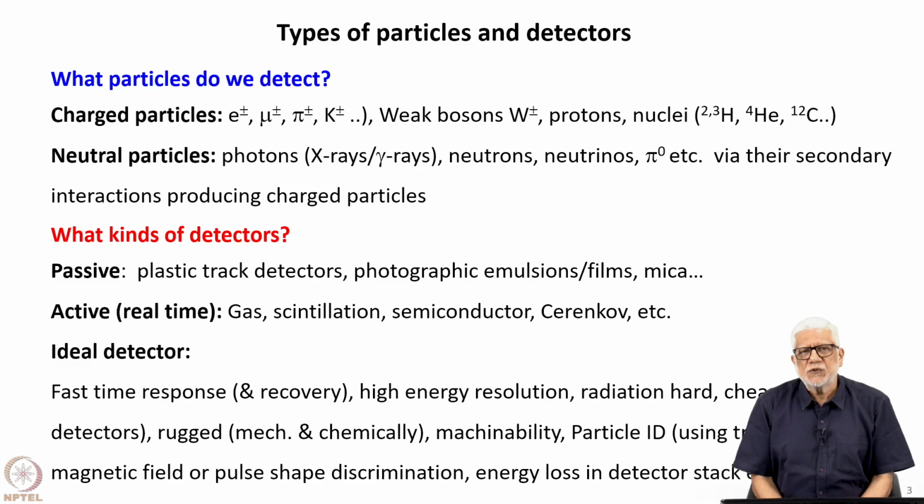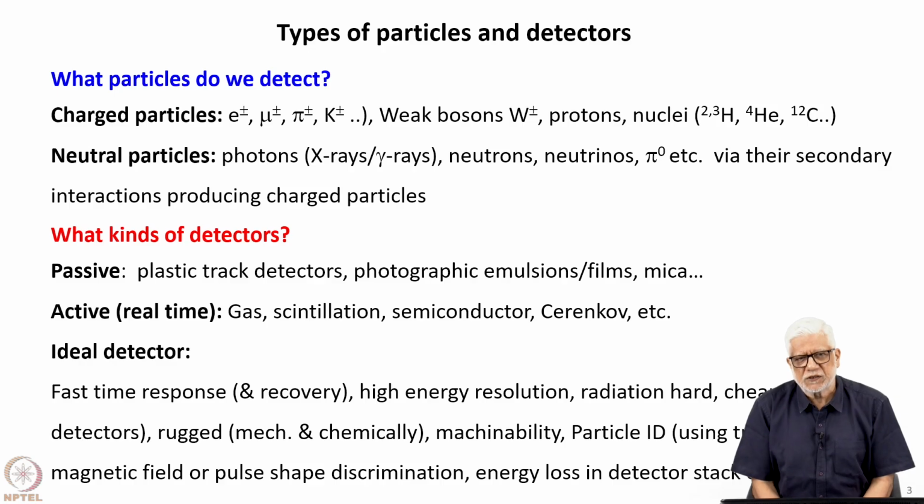Okay, what are the kinds of particles that we want to detect, and what are the detectors themselves? Well, we want to detect charged particles such as the electron, positron, the mu plus, mu minus, the pi plus, pi minus, the kaons, and a host of such charged particles. Also the weak bosons, W plus, W minus, protons, we want to detect nuclei, and some of the lighter ones are given here, but you can go right up to the heaviest ones. In fact, even up to the super heavy elements that we have now produced.